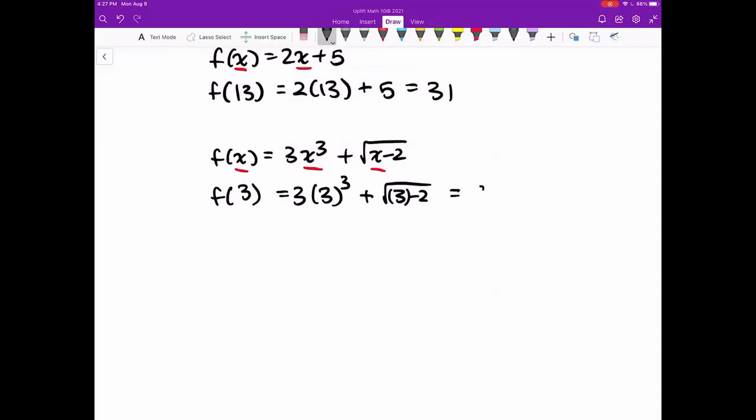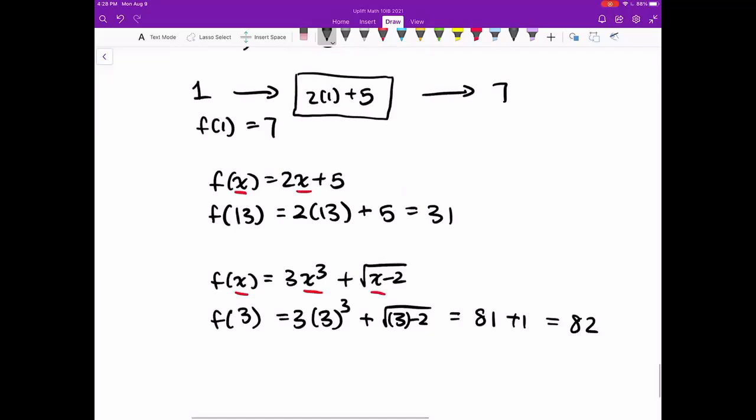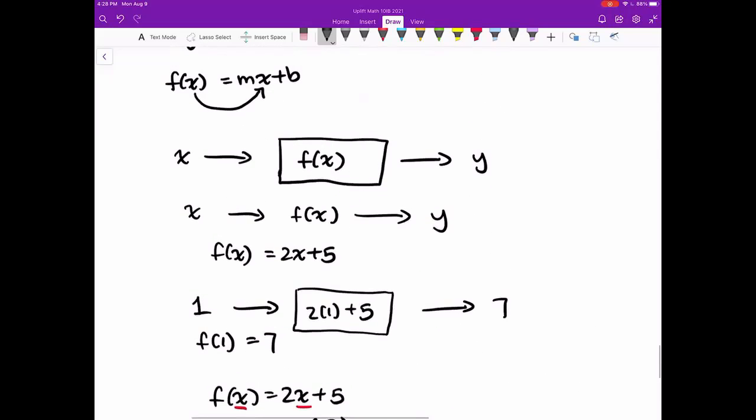So 3 times, oh gosh, 81 plus, oh, you're fast. Okay. 82. Yeah, so just think of it like a machine, right? You're putting in an x value, and then you're substituting x into the places where x is used, and then you get out a y variable.